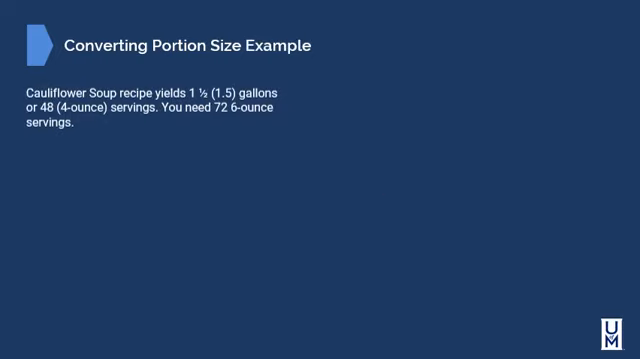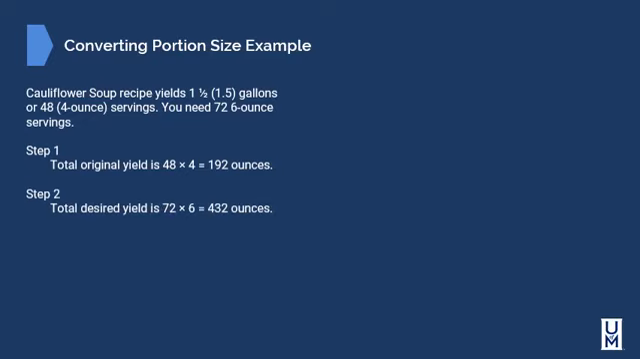So here you can see an example of cauliflower soup. The recipe yields 1.5 gallons, and these are 48 4-ounce servings. We need to produce 72 6-ounce servings. So we first have to figure out what our old yield was. 48 times 4 is 192 ounces. Then we figure out what our new yield is. 72 times 6 is 432 ounces.